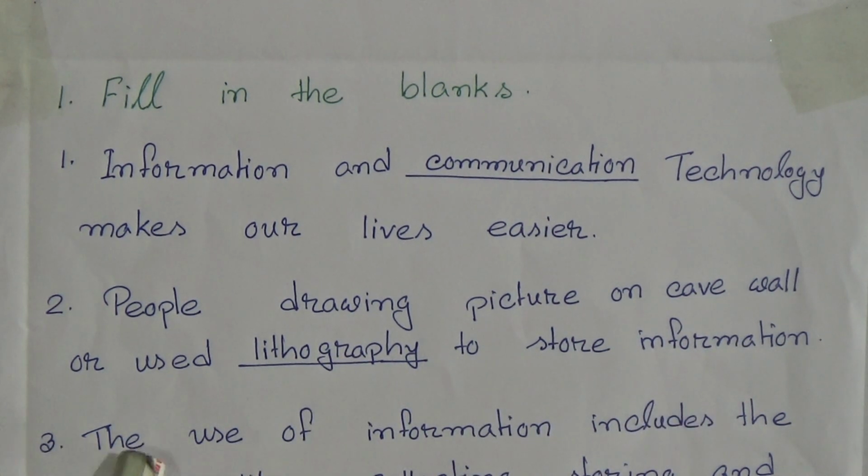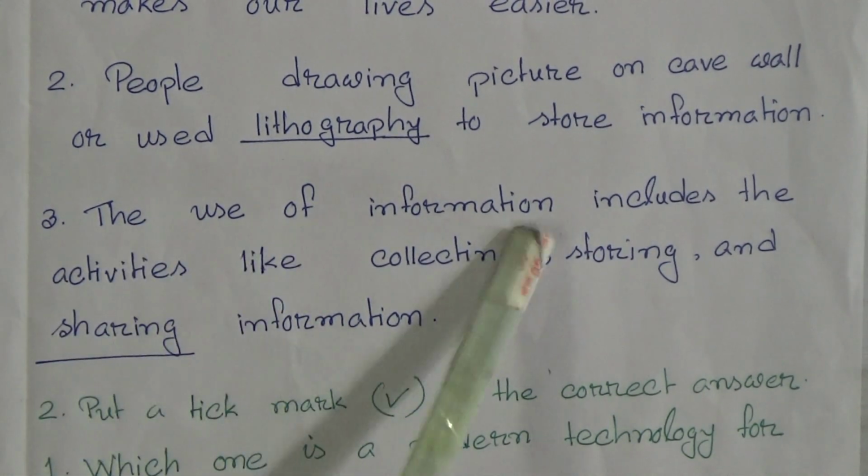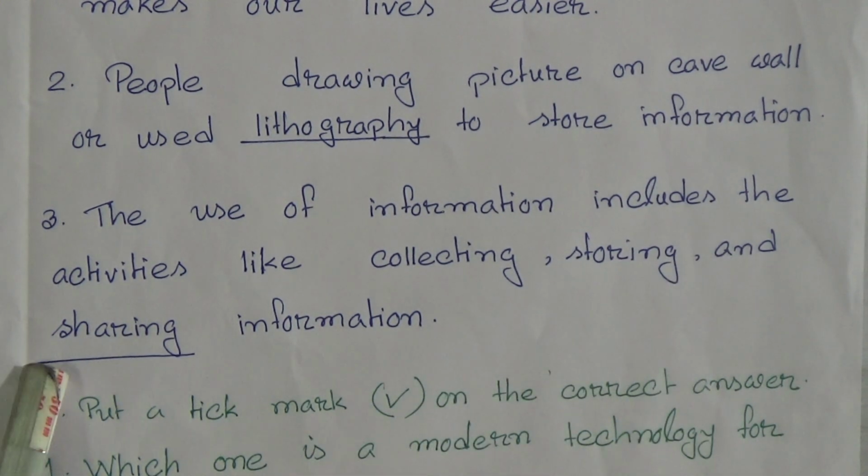Number 3, the use of information includes the activities like collecting, storing and dash information. The use of information includes the activities like collecting, storing and sharing. S-H-A-R-I-N-G. Sharing information.